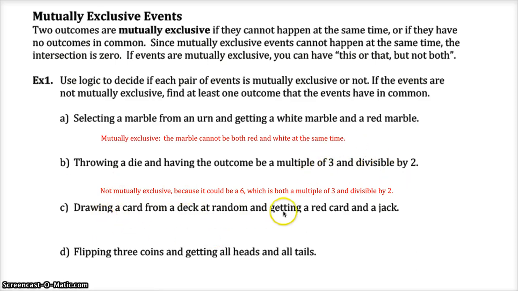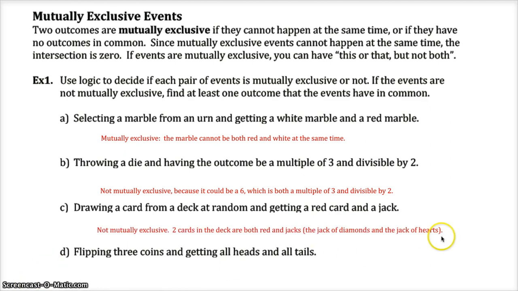Drawing a card from a deck at random and getting a red card and a jack. Well, that's totally possible because it is possible to get a red jack, and I've listed both ways that can happen. Flipping 3 coins and getting all heads and all tails. No, you can't do both those things at the same time because we're talking about one toss of the 3 coins as the experiment, and you can't get all 3 heads and all 3 tails on the same occurrence. Whereas you can get a red card and a jack on the same occurrence.